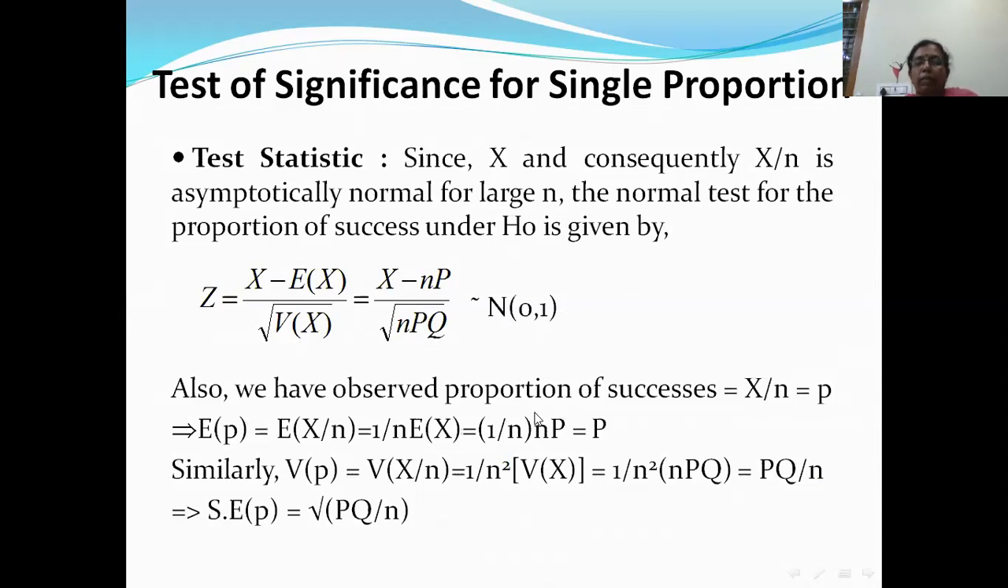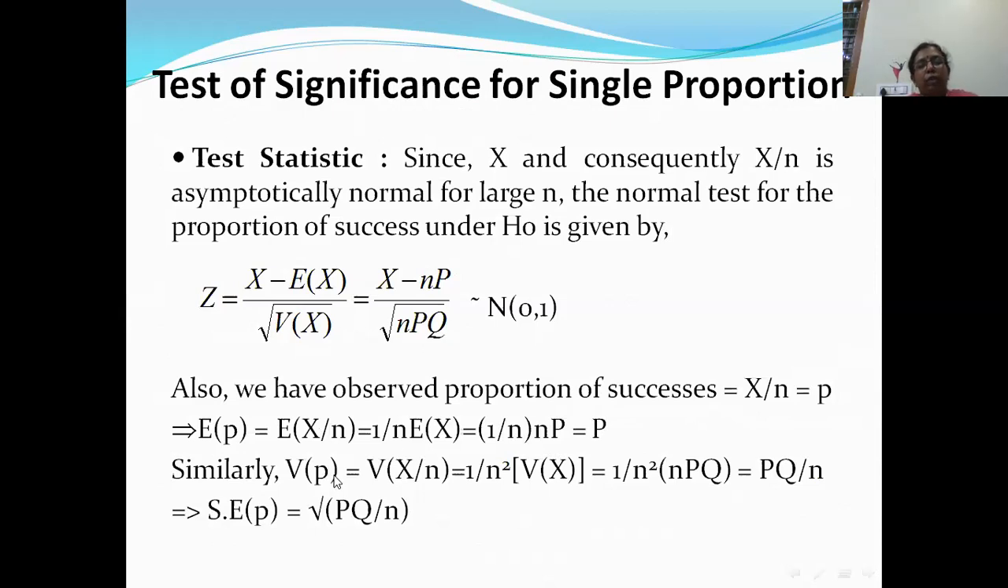Also, I have told you in the previous slide, x by n is equal to small p. So here expected of small p is nothing but expected of x by n. 1 by n is a constant term, I am taking it out. So 1 by n into expected of x, what you got? That is the mean of a binomial distribution, that is np. Now this n will get cancelled, you will get capital P. So expected of small p is equal to capital P. What does it mean? It means that small p is an unbiased estimate of population proportion, capital P.